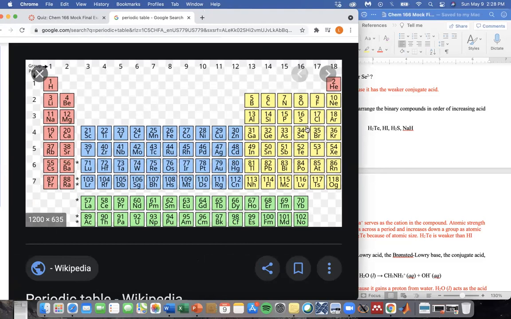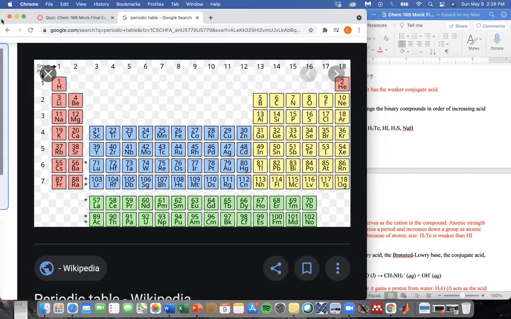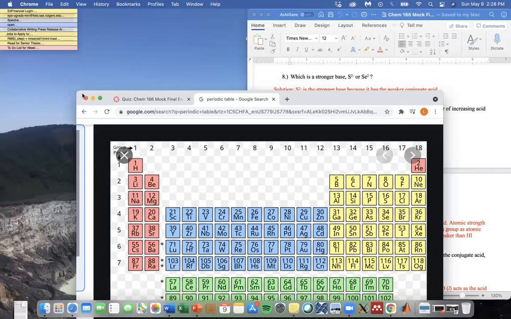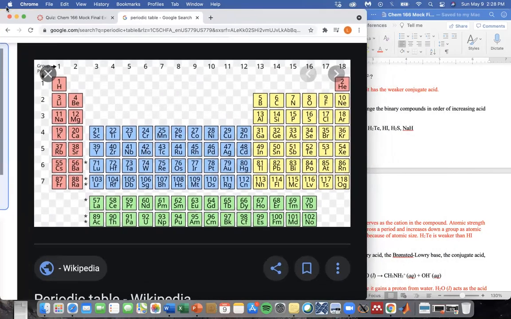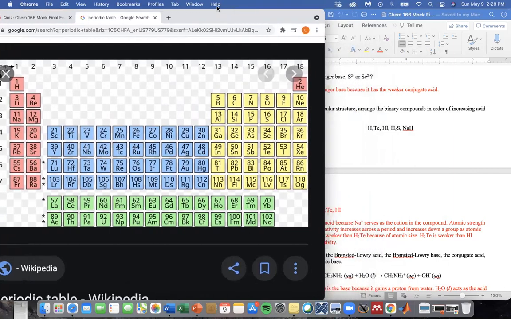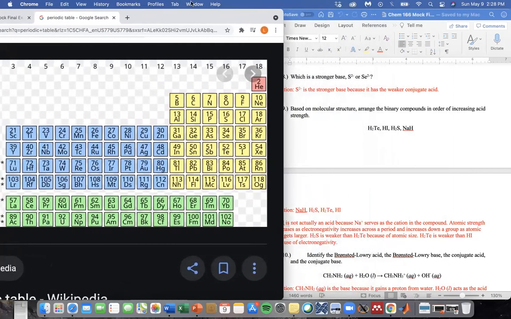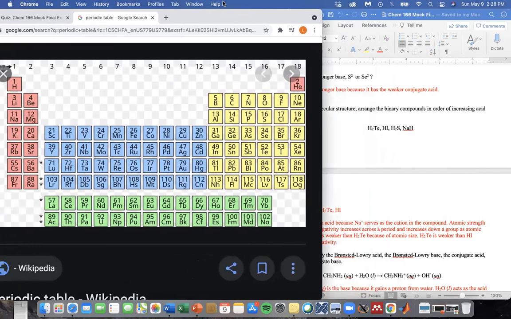But to consider it in terms of which base is going to be stronger, you could think about which is going to be able to hold on to that negative charge more easily and be more stable with it, or which one is going to be less able to hold on to that negative charge.